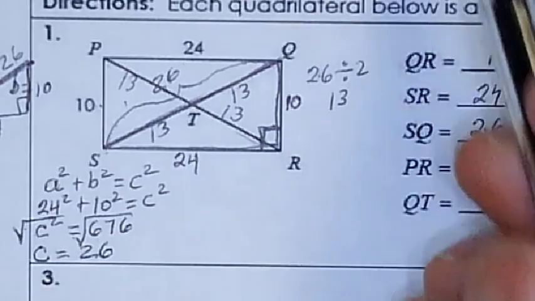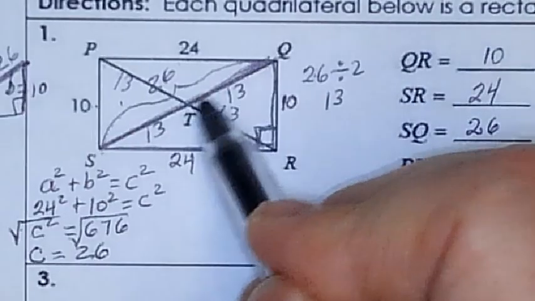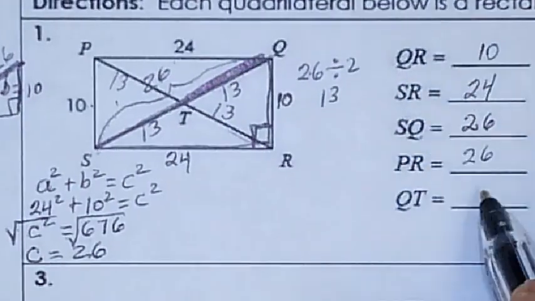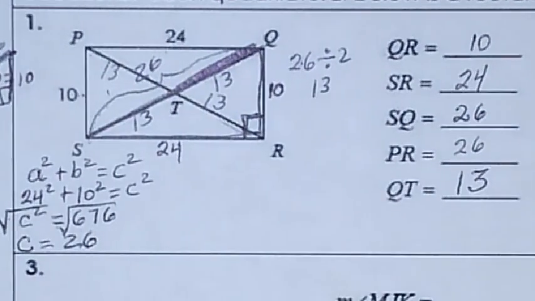So the question is, what is QT, the distance from Q to T? You guessed it, it is what? 13. Done, done, done.